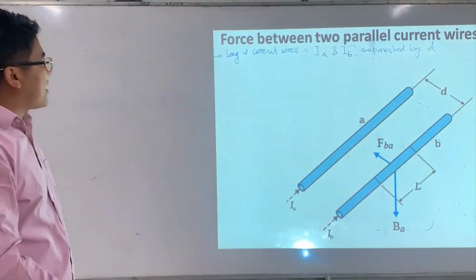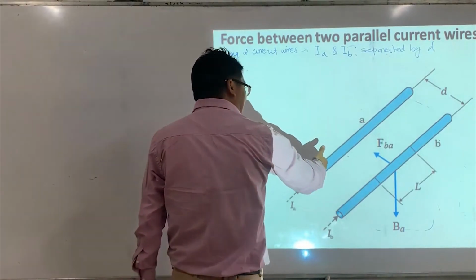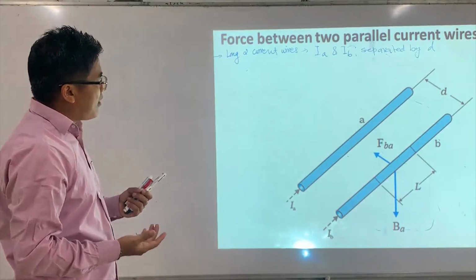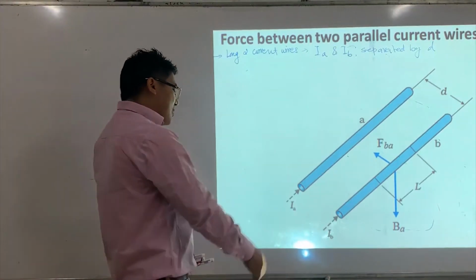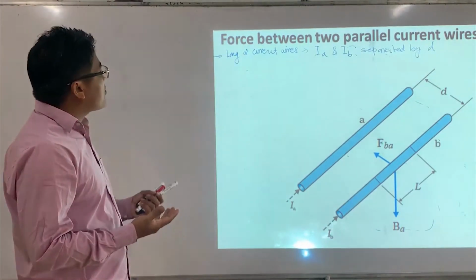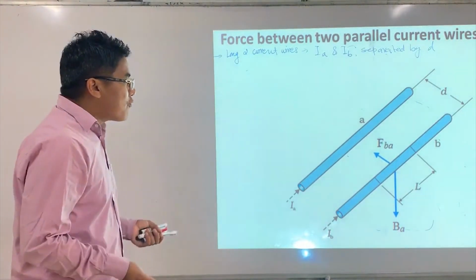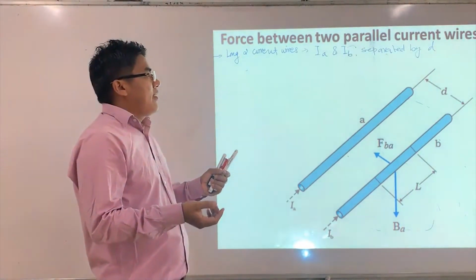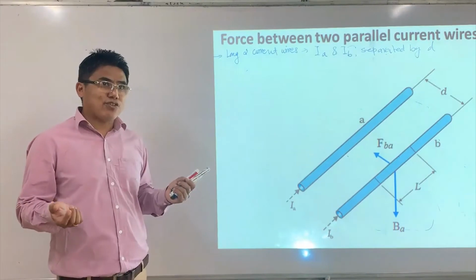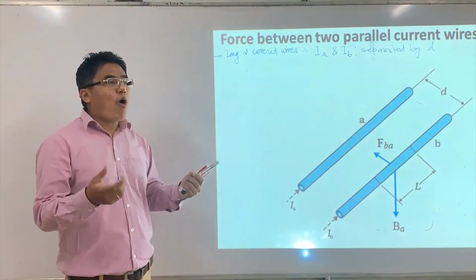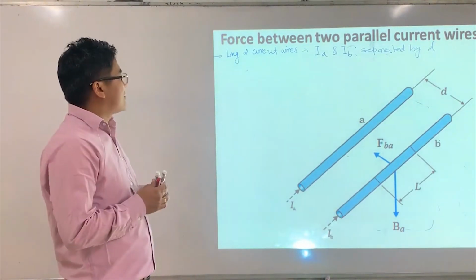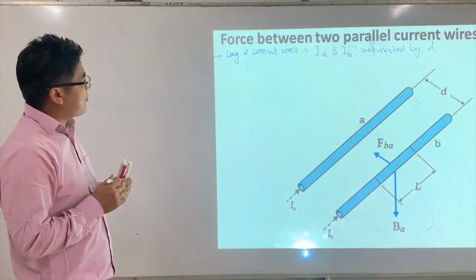Now look at here, since this current wire A has a current, it will produce a magnetic field. Since wire B has current, B also produces a magnetic field. Because of which, the two wires exert force on each other. The force could be a repulsion, or it could be an attraction, but overall you will find a force exerted on each other. That's the main concept here.